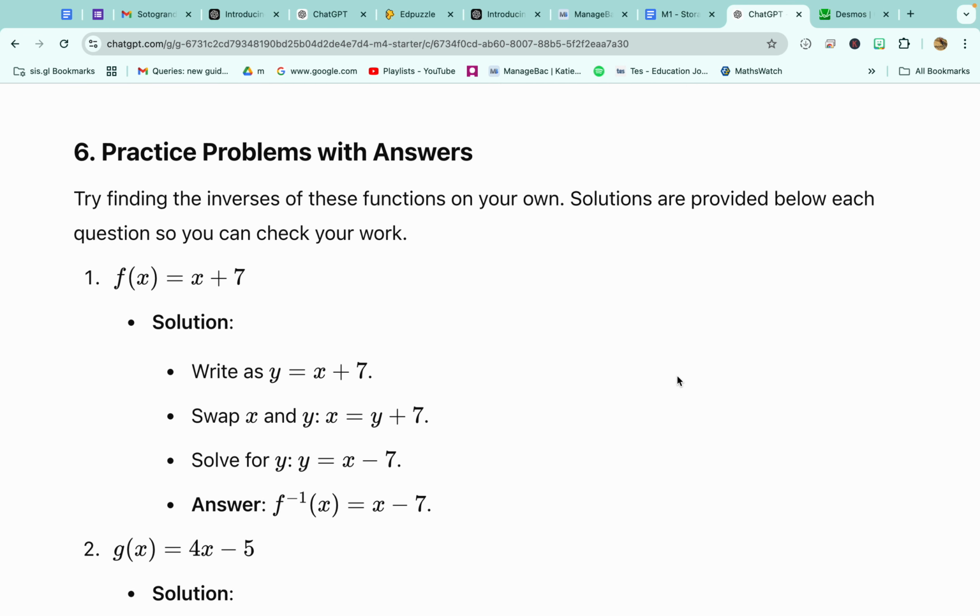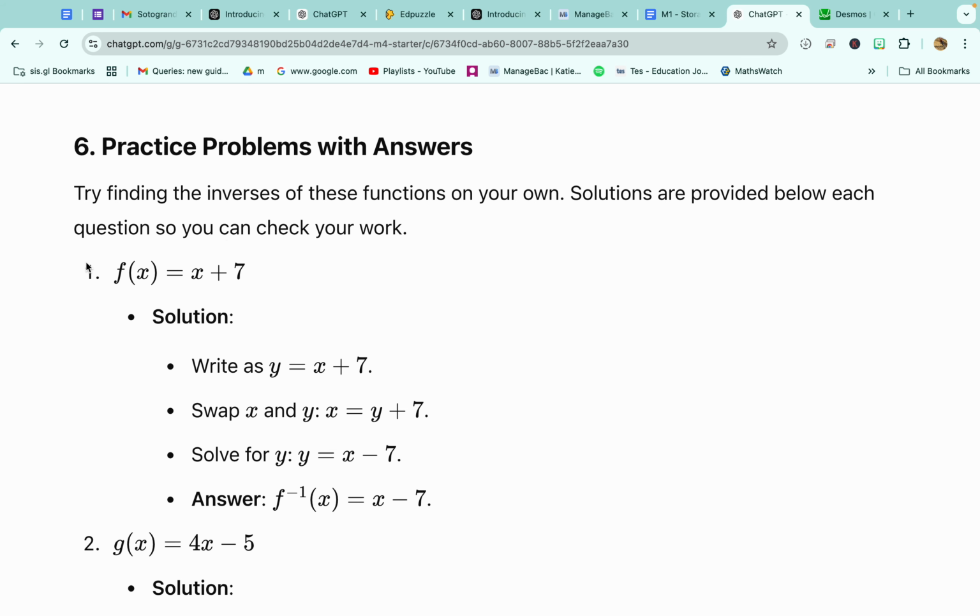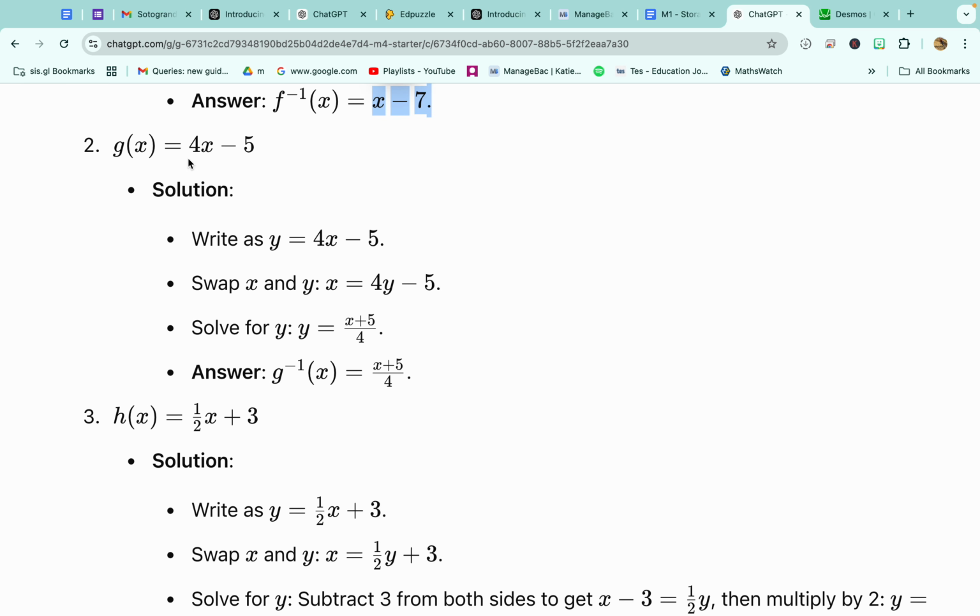Let's go over some practice questions. If we have the function x plus 7, the first thing you do is you swap the variables around. Then you rearrange it to make y the subject. So we just have to minus 7 from both sides. Nice and easy. This one's a little bit more complicated.